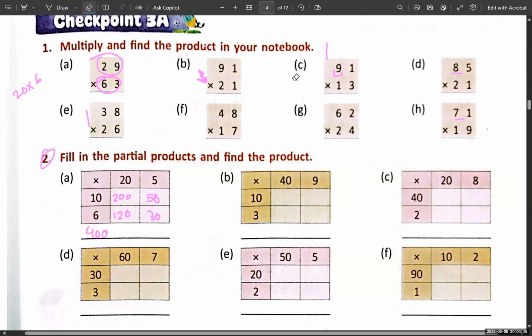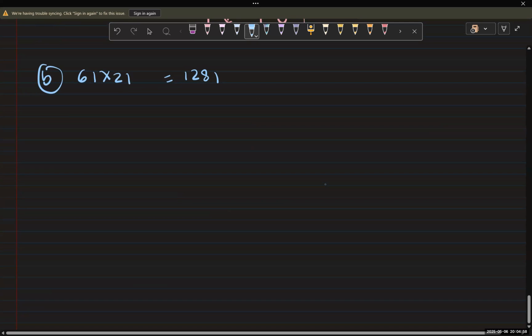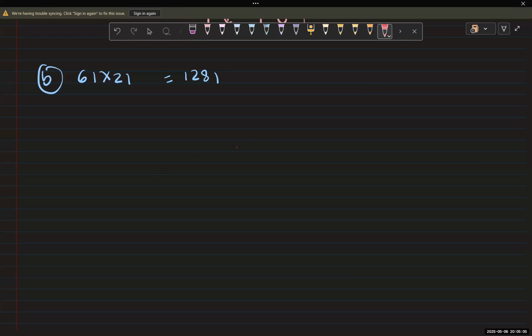Let me share a different screen. Tell me if you can see this screen. Okay. Yes, I can see. So we have 50 and we have 5 here. This is the column we have.